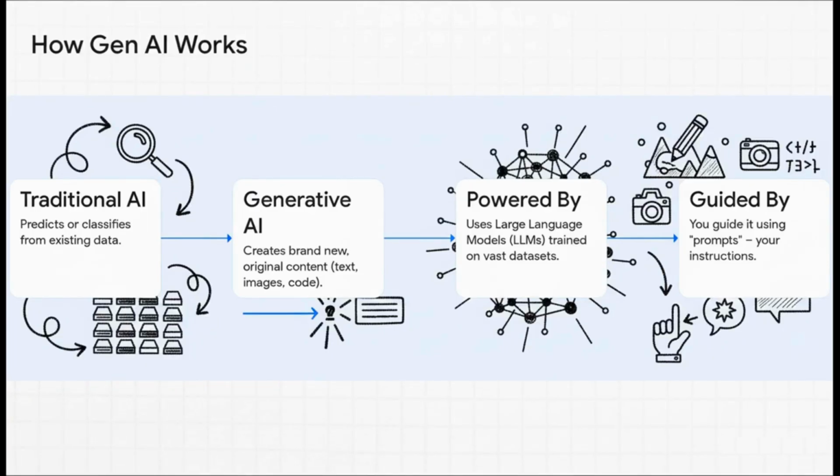Well, traditional AI is all about predicting or classifying based on data it's already seen. But generative AI actually creates brand new, totally original content. We're talking text, images, music, even code. It does this using something called a large language model, or LLM, which has been trained on just an unbelievable amount of data. And how do you control it? You guide it using prompts, which are basically just your instructions.